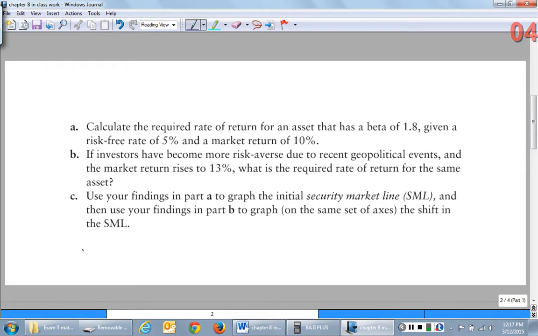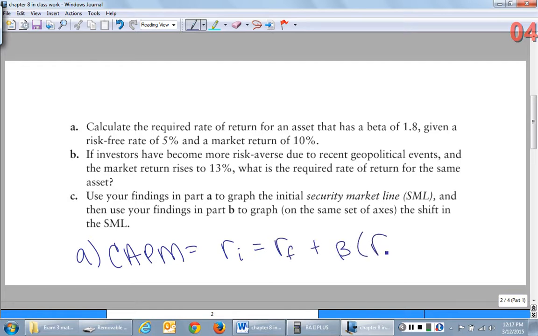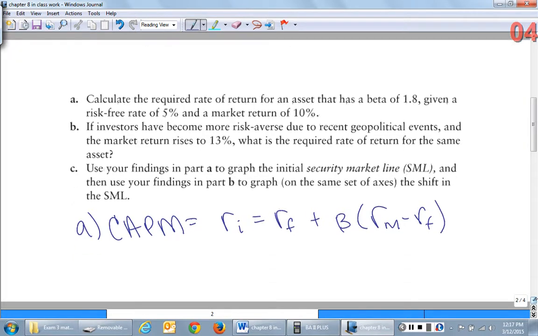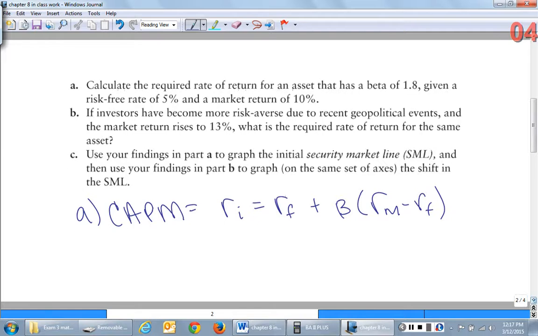So we use the capital asset pricing model. So the required return on an asset is equal to the risk-free rate plus beta times the market risk premium, the market return minus the risk-free rate. So we know all of these components. We're wanting to calculate the required return.